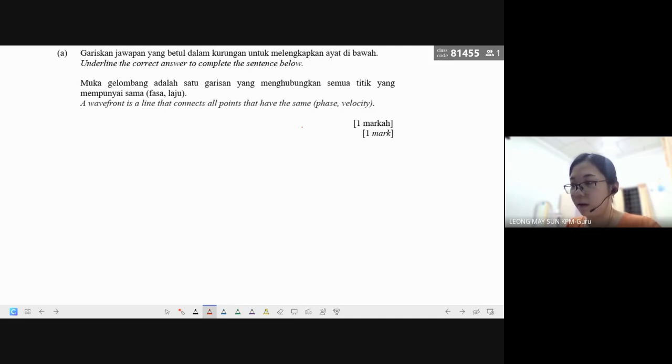Searching for answers. 4% answering velocity, 5% answering velocity. My answer to you is that it is wrong. A wavefront is a line that connects all points that have the same wave phase. All right, same phase means same position. So all of it is at the crest, the maximum position. So they are actually a wavefront. It's actually the same phase.